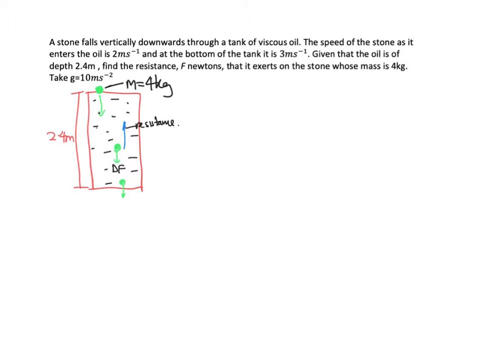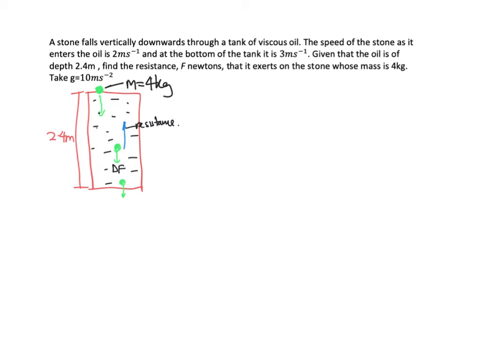A stone falls vertically downwards through a tank of viscous oil. The speed of the stone as it enters the oil is 2 meter per second, and at the bottom of the tank it is 3 meter per second. Given that the oil is of depth 2.4 meter, find the resistance F newtons that it exerts on the stone whose mass is 4 kg. Take g equals 10 meter per second square.